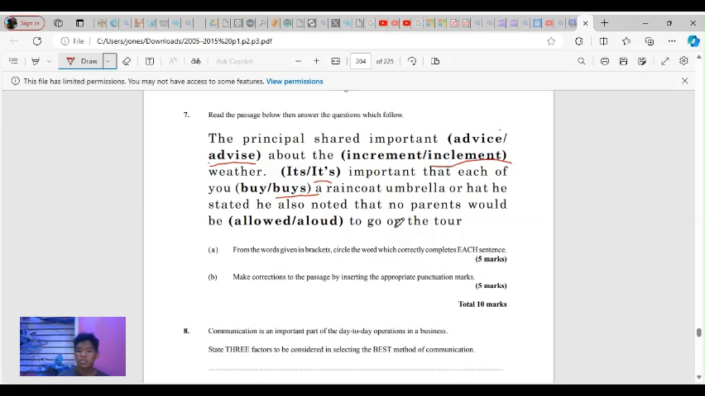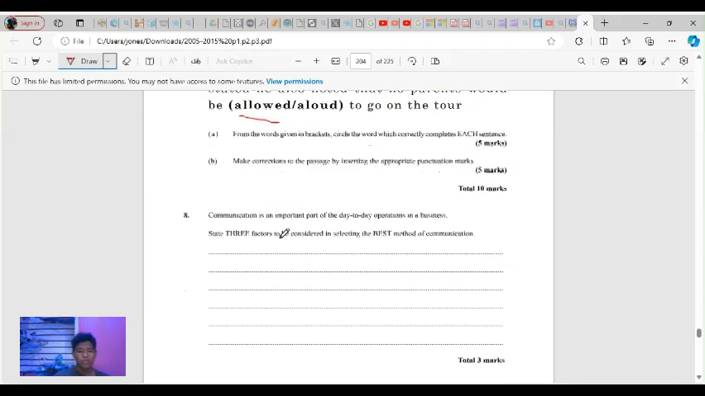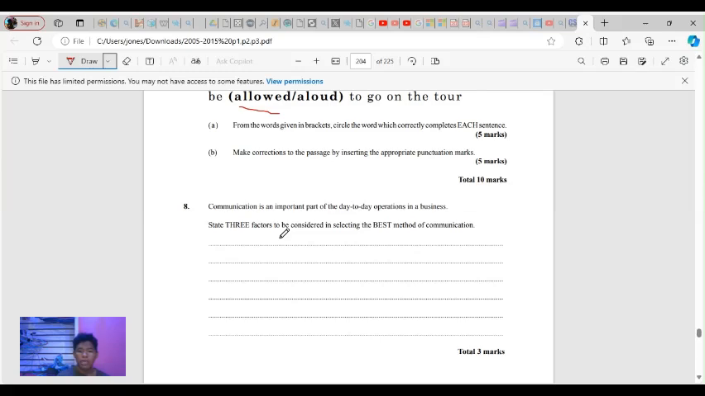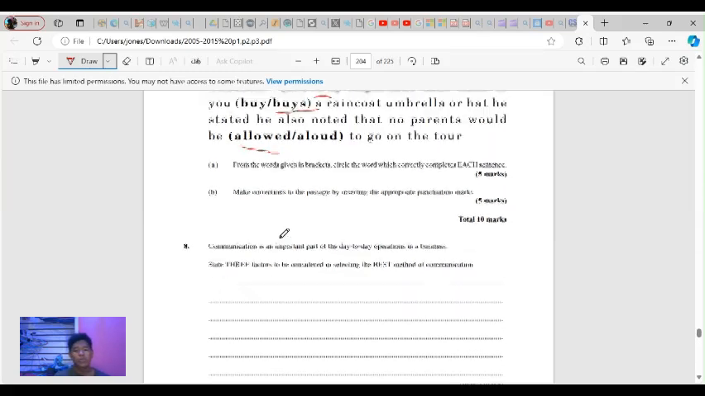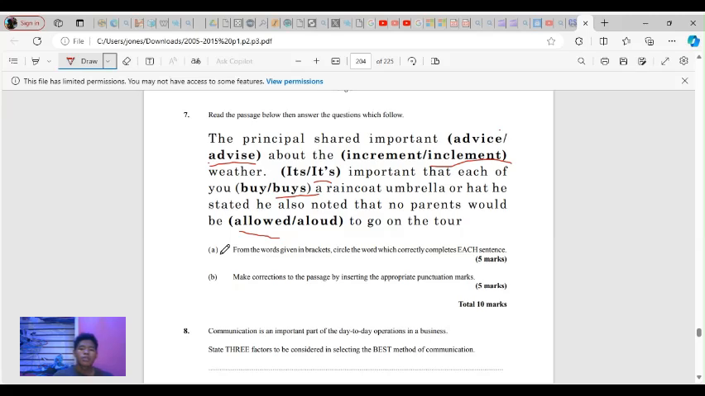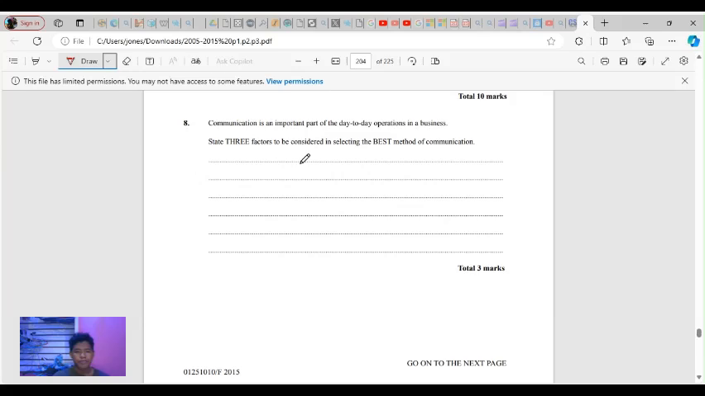He also noted that no parents would be allowed. This word is wrong because aloud means you're speaking loudly, but allowed means permitted. No parents would be permitted to go on the tour. That sounds more sensible. Make corrections to the passage by inserting the appropriate words. So what you need to do in this scenario is write it back, but put in these words like advice: the principal shared important advice about the inclement weather and stuff like that. So that's all you need to do for that.